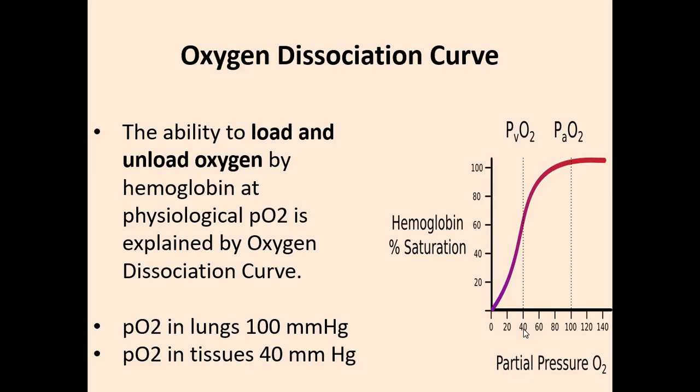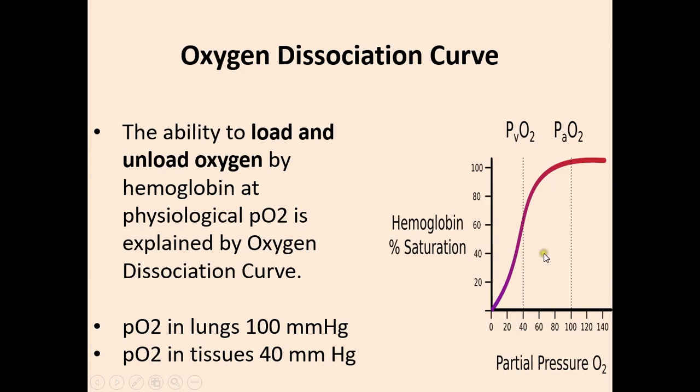Hemoglobin must bind oxygen efficiently in the lungs, where the partial pressure of oxygen is very high, that is 100 millimeter of mercury, and release oxygen in tissues where the partial pressure of oxygen is very low, that is 40 millimeter of mercury. Here you see the sigmoidal shape of the oxygen dissociation curve for hemoglobin. The shape of the curve of hemoglobin is sigmoidal.